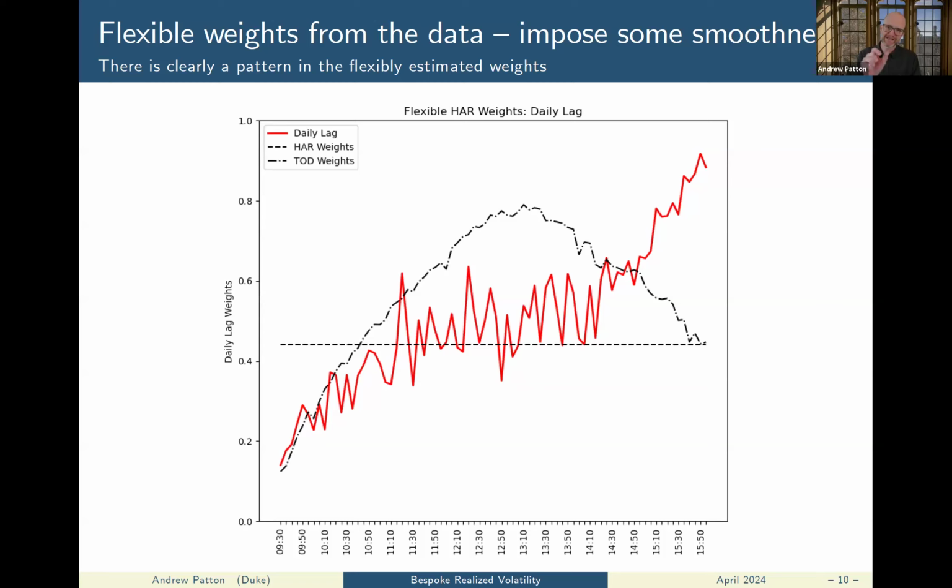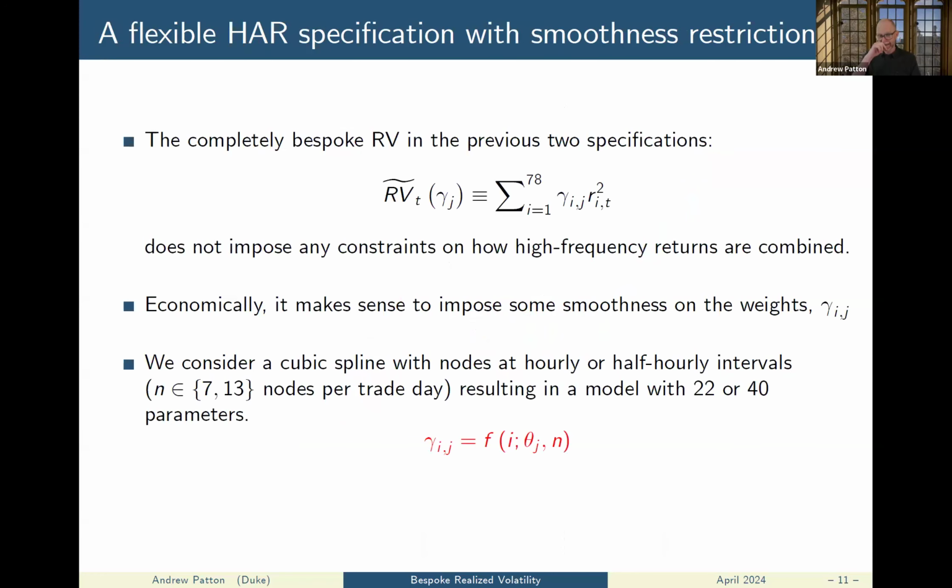We don't really think that adjacent 5-minute periods have differing importance for prediction, from an effective coefficient of 0.6 to an effective coefficient of 0.4. Maybe it's true, but it looks to me more like estimation error. So the third bespoke RV we're going to consider is one where we impose some smoothness on the weights across the trade day.